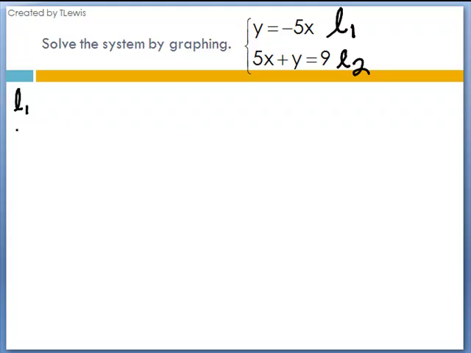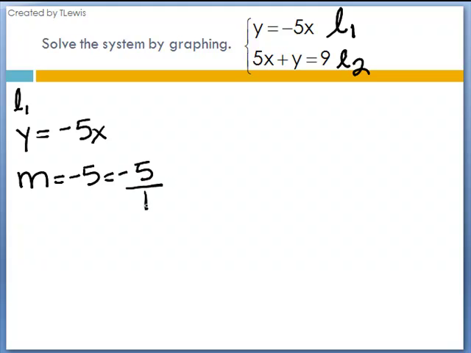So first, let's get both equations in slope-intercept form. Well, the first equation is in slope-intercept form, so all we have to do is find the slope. That's negative 5, and we would say negative 5 over 1 because we want to rise and run. And then our y-intercept. We don't have a y-intercept, but it's an understood (0, 0).